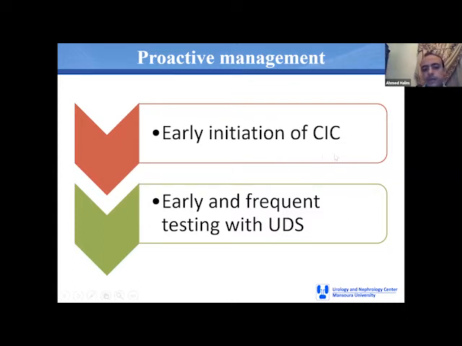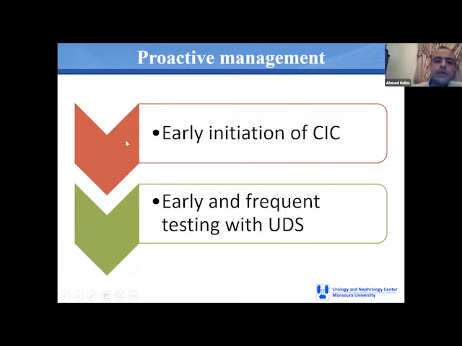Let's learn about this approach and how we can apply it in real practice. The proactive approach has two main pillars. First, the early institution of CIC since day one of birth, and second, early, frequent, and repeated testing with urodynamics. So let's look at both these pillars and try to analyze them. How can we apply this?